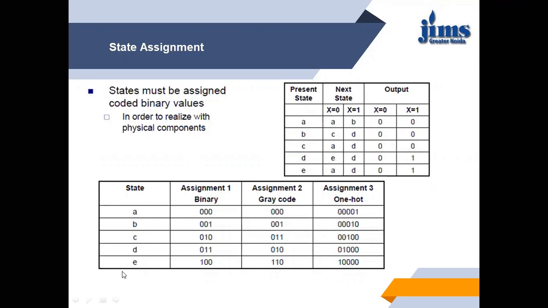So how many states are there? The same number of bits are required. So if we are using 5 states, then 5 bits will be there, and at a moment only a single bit will be 1 and the rest of the bits will be 0.